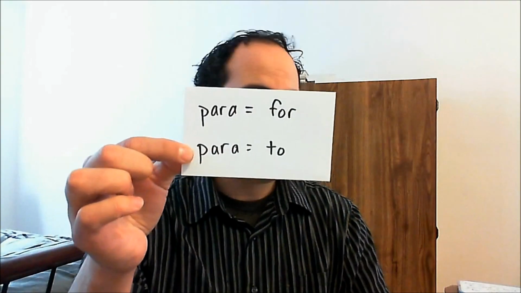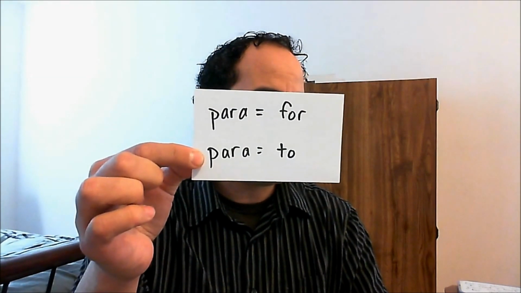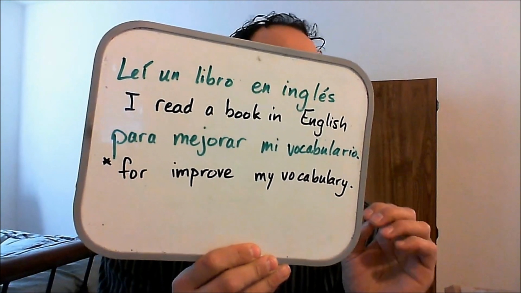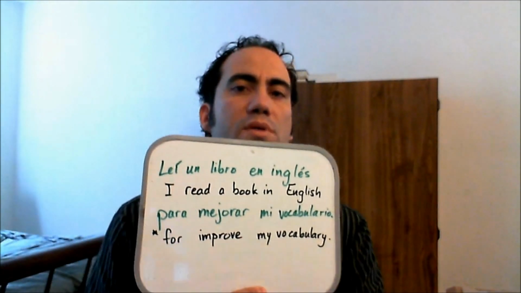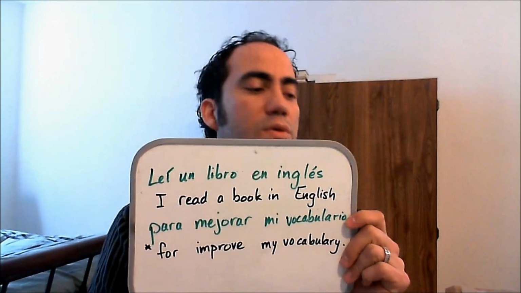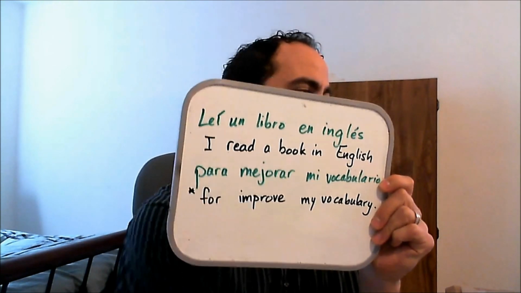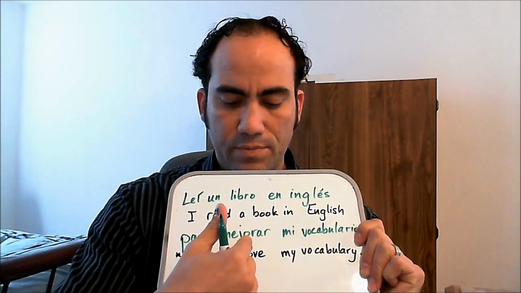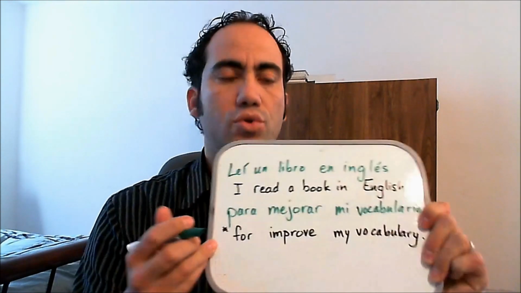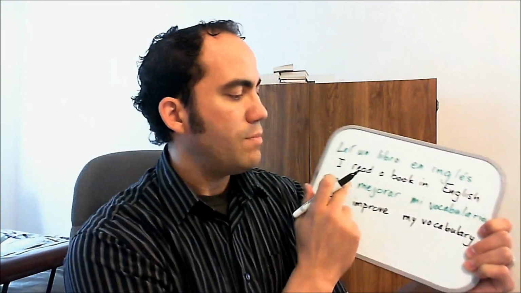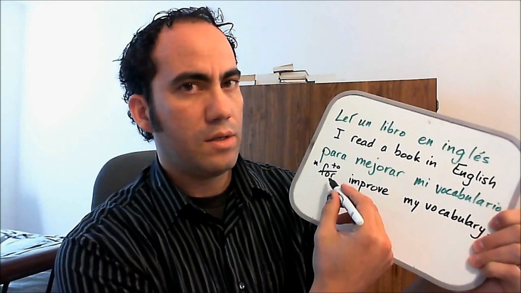Specifically in Spanish, where there's always been a problem between these words, para meaning for and para meaning to. You've probably heard a sentence like this: I read a book in English for improve my vocabulary. This is a very, very common mistake for Spanish speakers when they're learning English. You can probably figure out why. If I gave you many more examples, you could figure it out. But I'll just tell you right now, the problem is here. Para was mistranslated as for. Para, when it's followed by a verb, is actually to. Para is only for when it's followed by a noun.